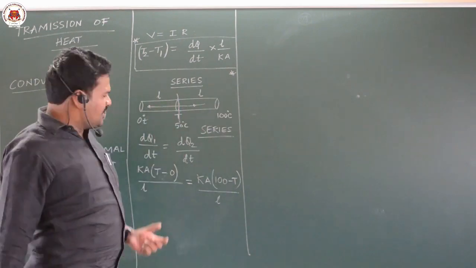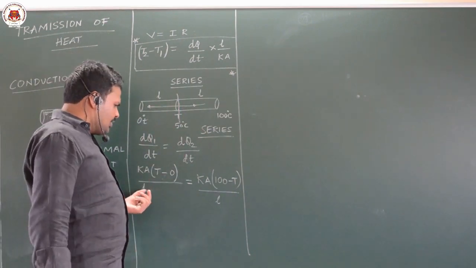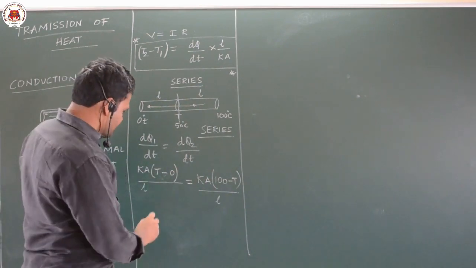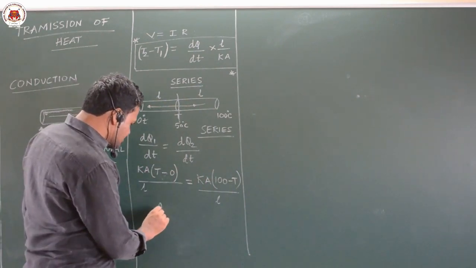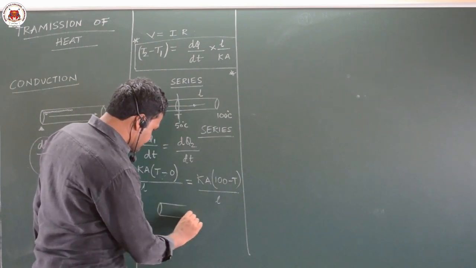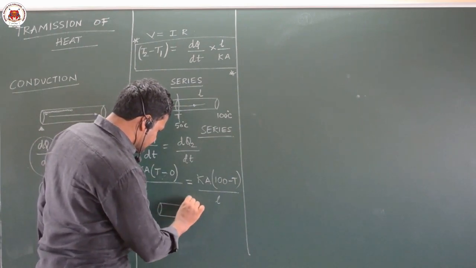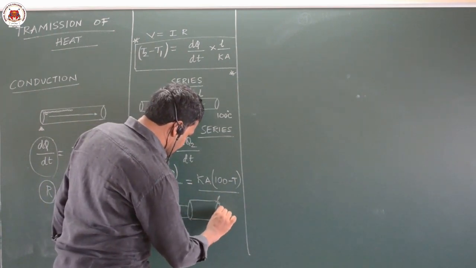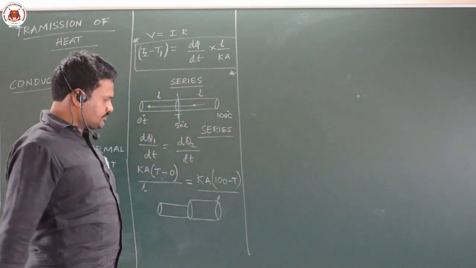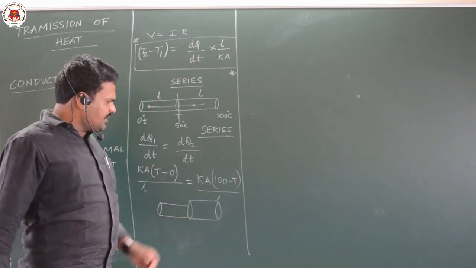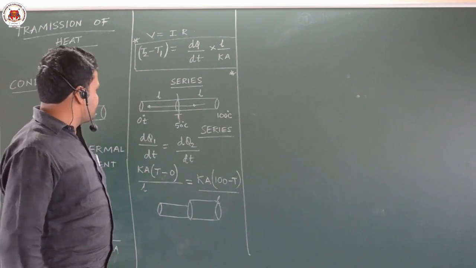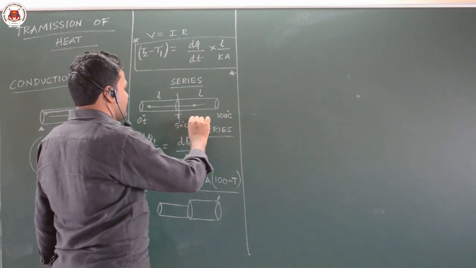Very simple. Instead of that, in a problem, if they give length and area of cross sections that are different, then also you will get the same result. Suppose two rods are of different area of cross section, you will get the same. This is the condition for series combination.